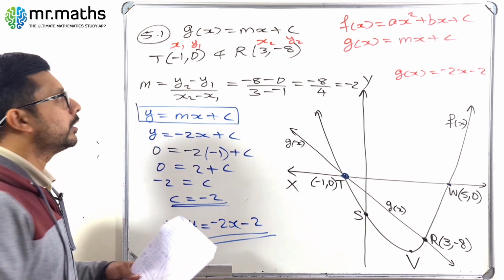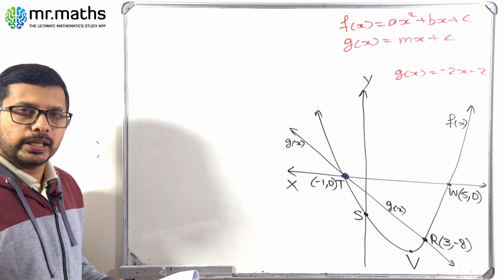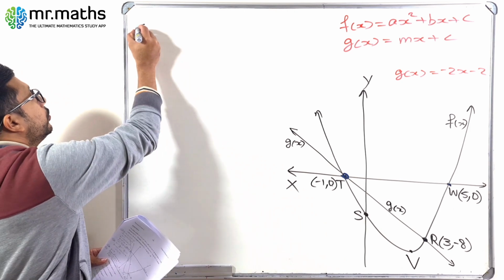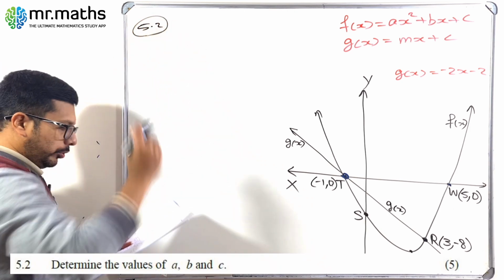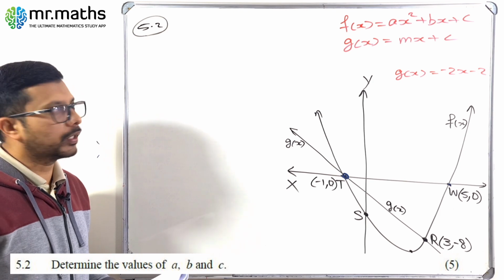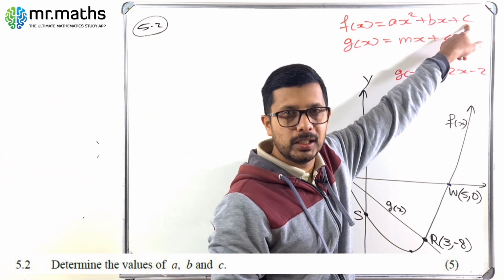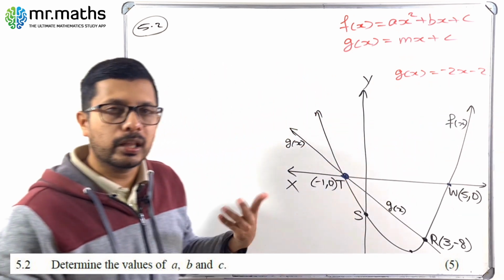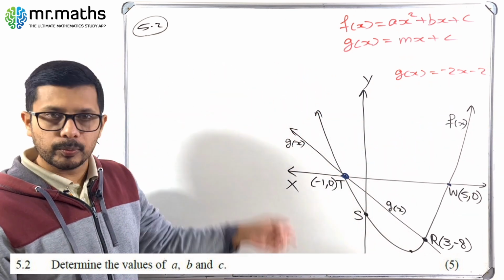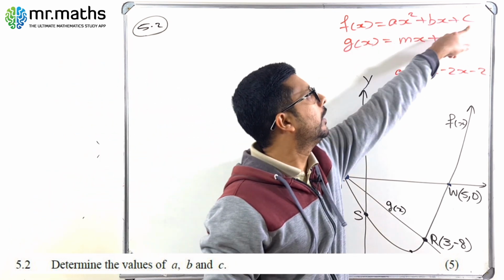Now let's move to the next question, question number 5.2. What is question number 5.2? Determine the values of a, b and c. Where are these a, b and c? You have to find, in other words, the equation of that parabola. That's the question. So determine the values of a, b and c.